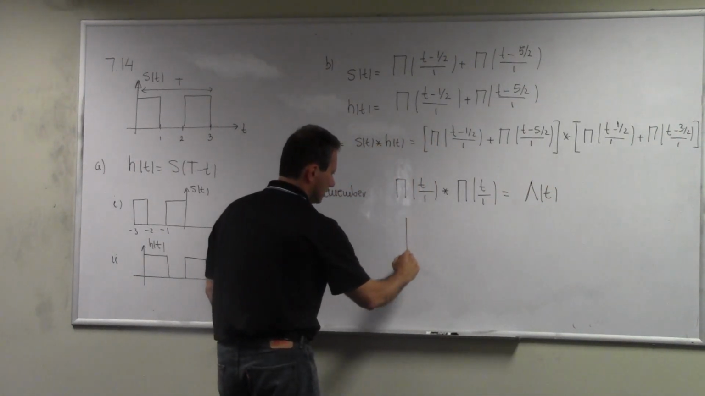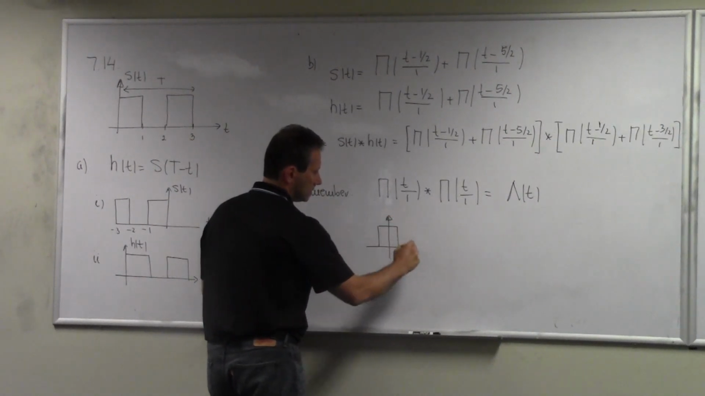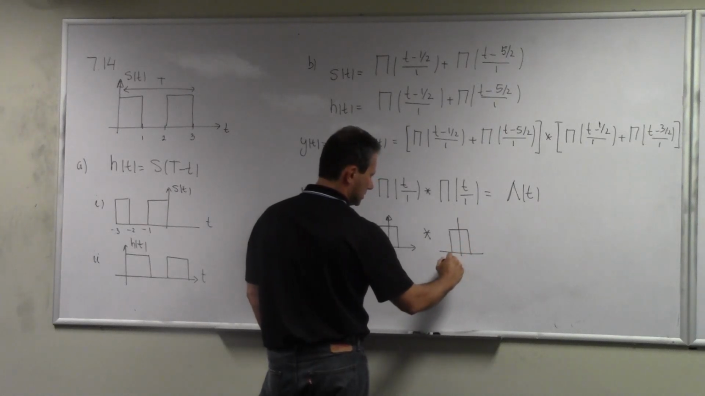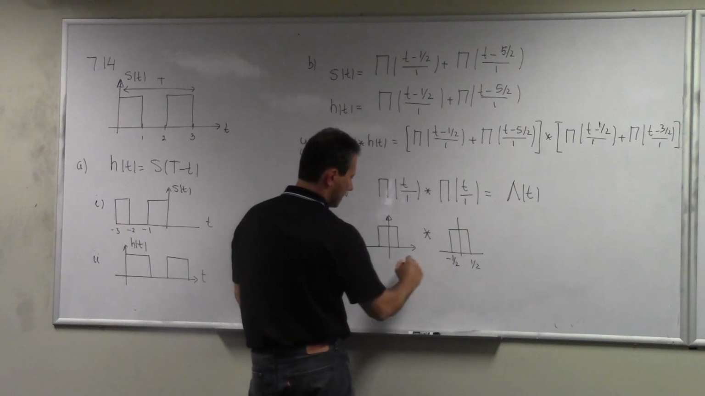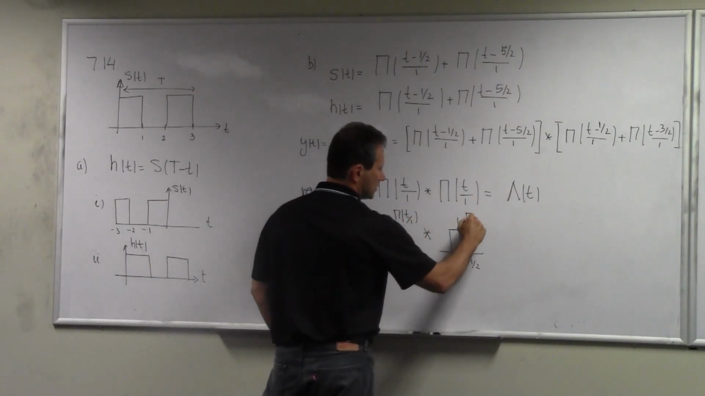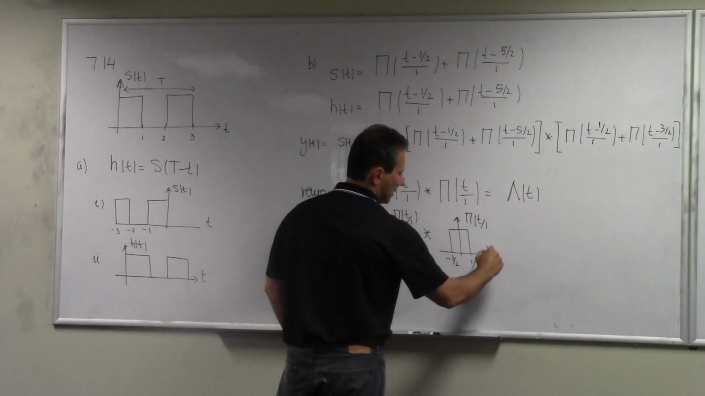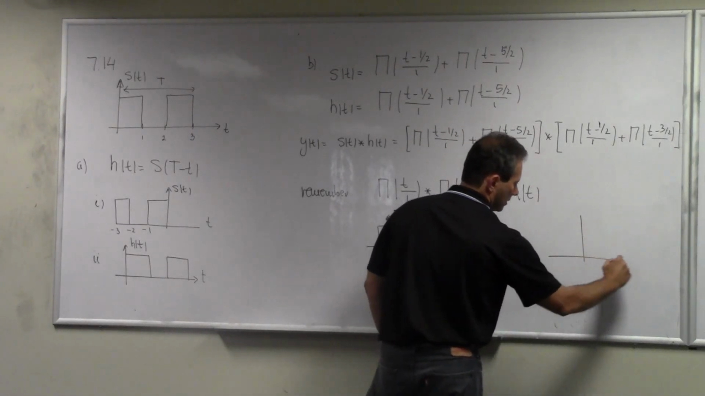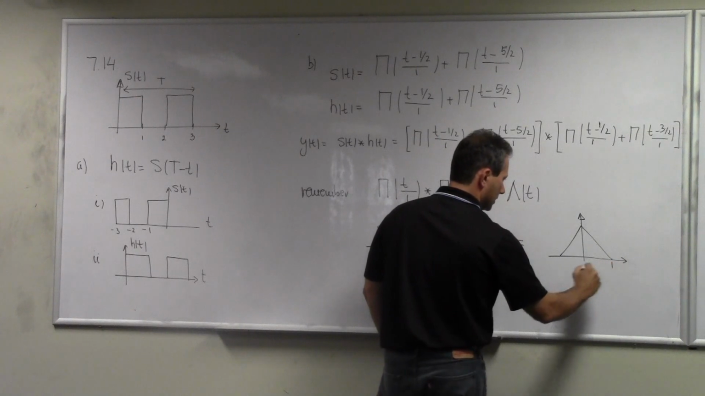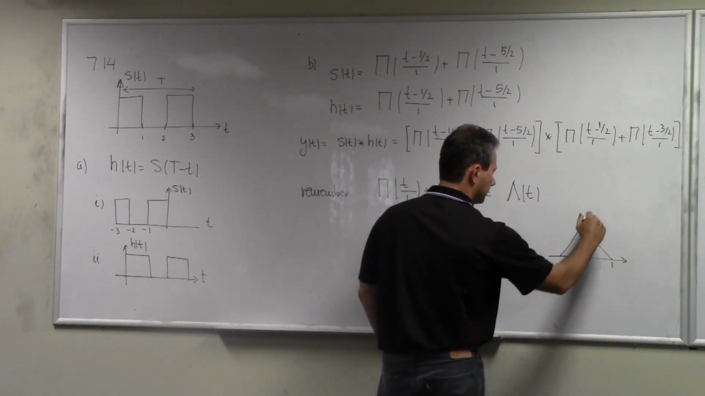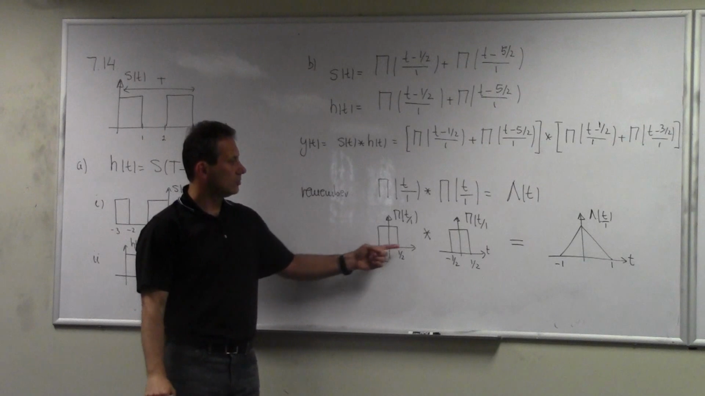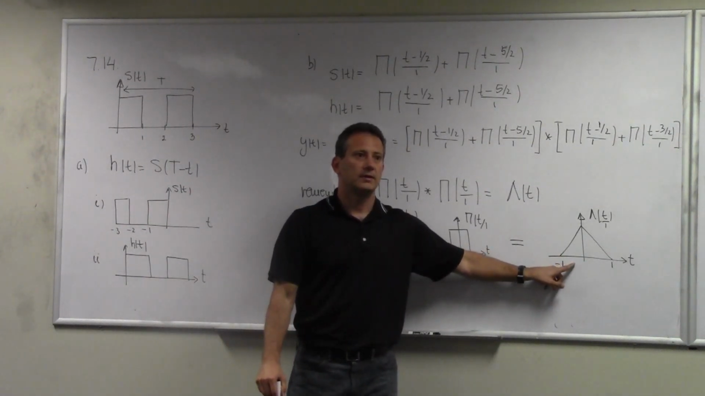In other words, if I have a signal that looks like this, and I convolve that with another signal that looks like this, so this is minus 1/2, 1/2, and this is 1/2, minus 1/2. So this is pi of T over 1, and this is pi of T over 1. And when I convolve the two, I get this, which is 1, minus 1. Right? So if I convolve two square pulses, I get the triangle.